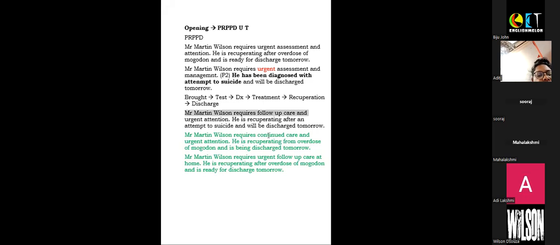Mr. Martin Wilson requires follow-up care and urgent attention. He is recuperating after an attempt to suicide and will be discharged tomorrow. So this one is also beautiful. In this one, the writer did not mention Mogadon. Probably the writer can mention that in the second paragraph. So attempt to suicide is also fine, no problem, because the social worker is not specific to any particular drug overdose. For the social worker, any attempt to suicide is considered to be an attempt to suicide. So he is not selective to a particular kind of attempt. I think this is also okay. I think we have completed.